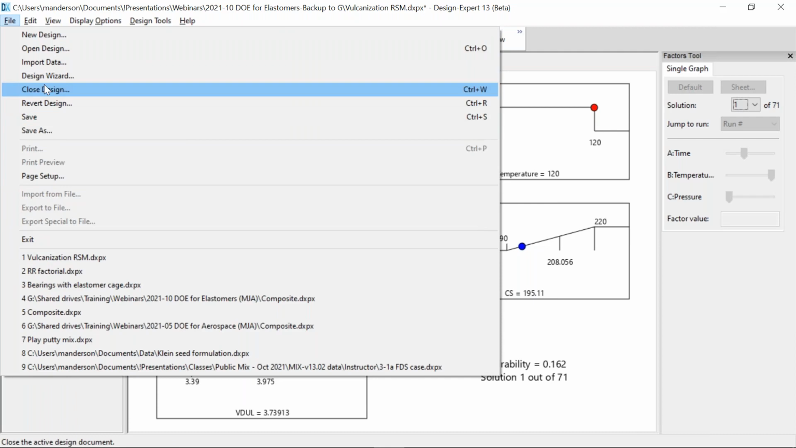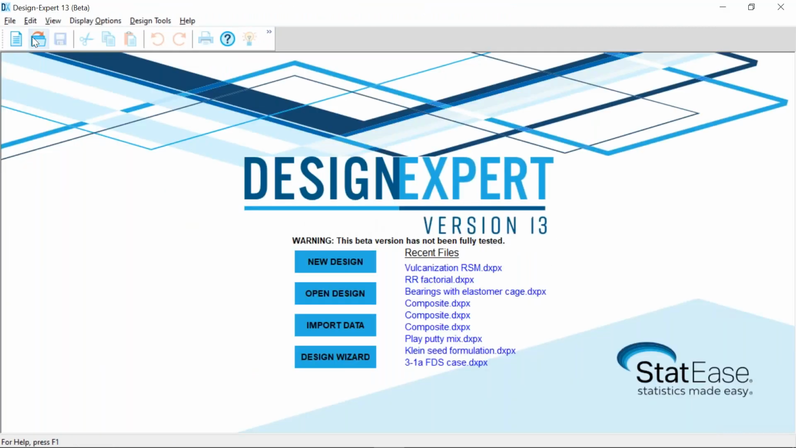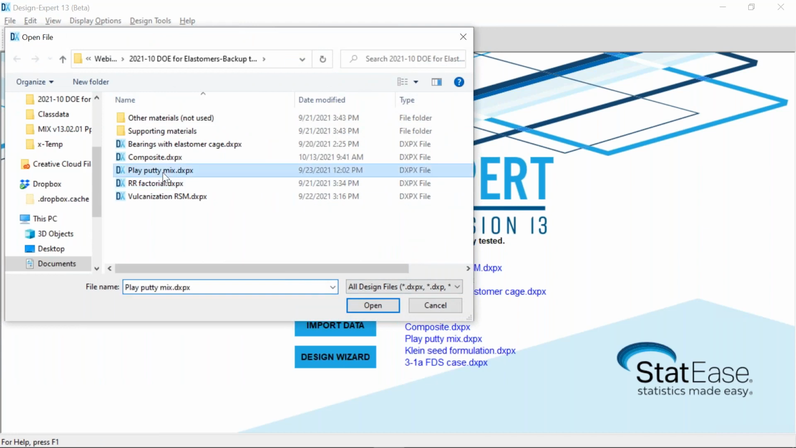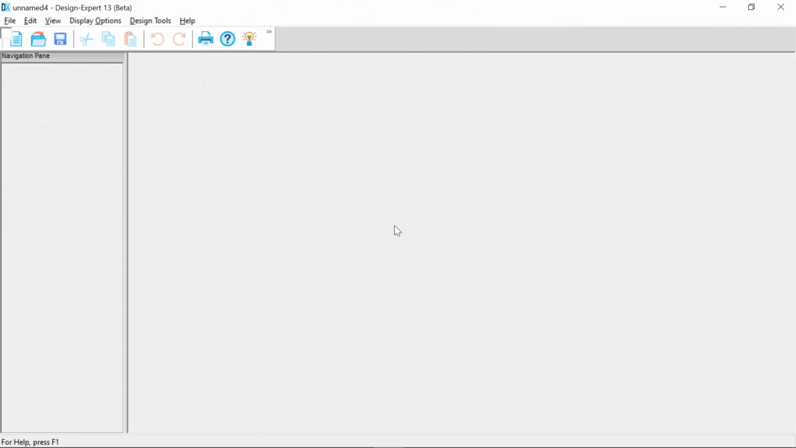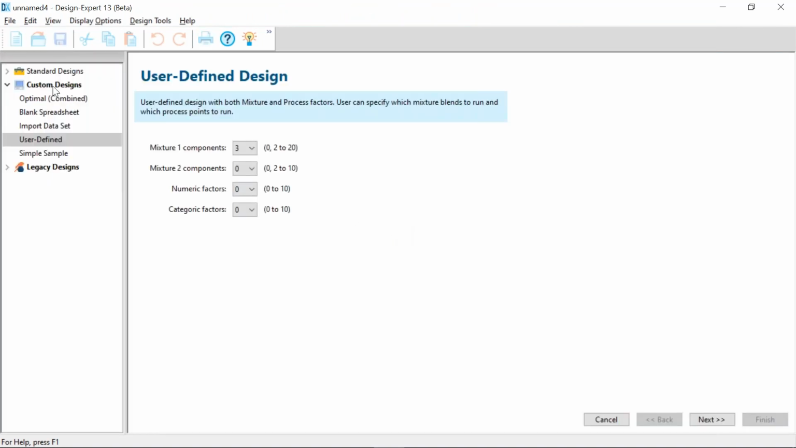I'll close out what's up here now, and we'll open up the play putty. This is one you can do at home. And to build this, we're actually going to go to a different tab.